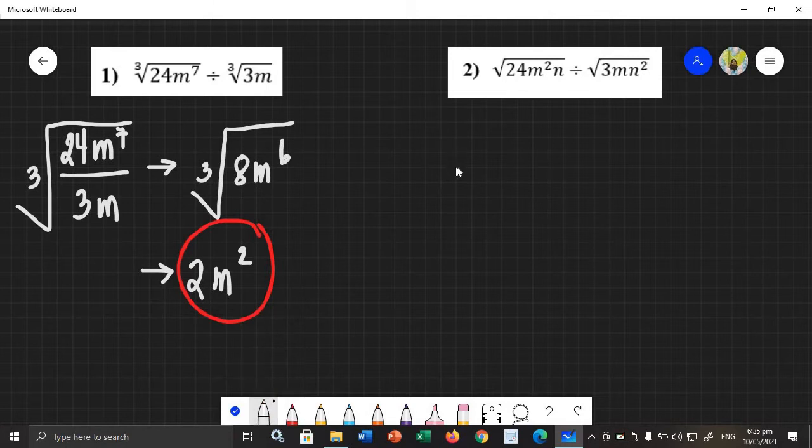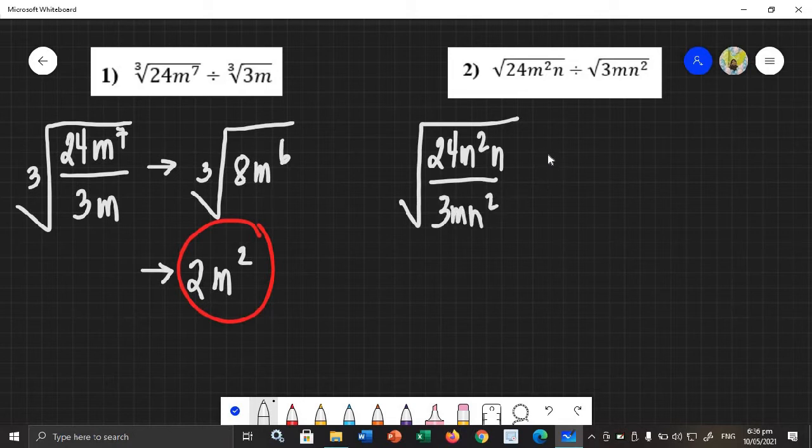How about for example number 2? So we have square root of 24m squared n divided by square root of 3mn squared. Again, they have the same indices. Therefore, we can just rewrite them in a single radical sign. So we have 24m squared n all over 3mn squared. And then divide it using the laws of exponents. So we have square root of 24 over 3 is 8, and then m squared over m is m, because we have 2 minus 1, that is simply 1, so we don't write it. And we have n over n squared.